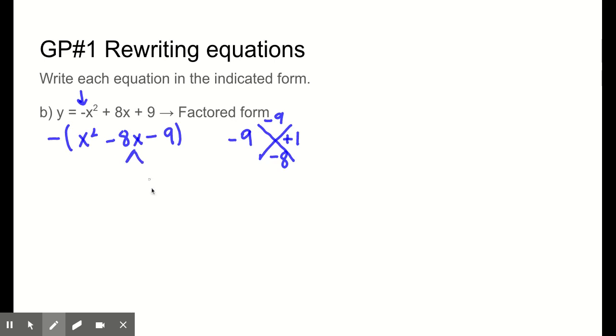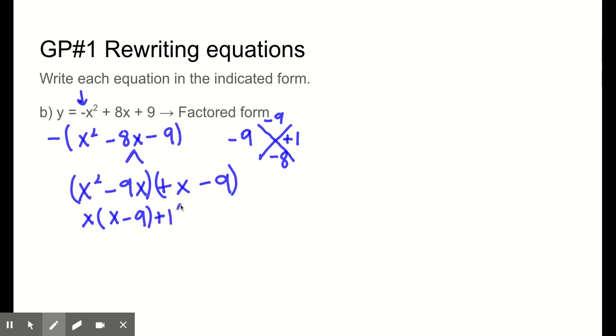So we split our middle term to group. So we have x squared minus 9x plus 1x minus 9. We group. GCF of the first group is x. That leaves us with x minus 9. GCF of the second group is going to be a plus, and these only have 1 in common, which leaves us with x minus 9, giving us a factored form of x plus 1 times x minus 9.